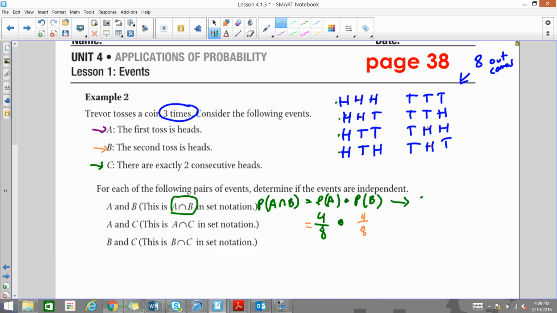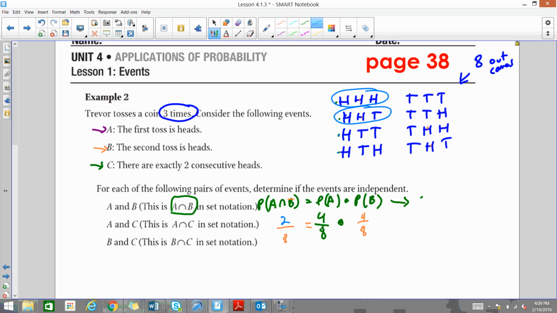So now, for this to be independent, we have to look at the intersection of both of these happening. I know it's out of 8 again, but let's see. A intersecting B means we have to find how many of these have the first toss heads and the second toss heads. We're looking for both. First toss heads, second toss heads: boom, that's 1. Boom, that's 2. No, no, no, no. So it's 2 out of 8.